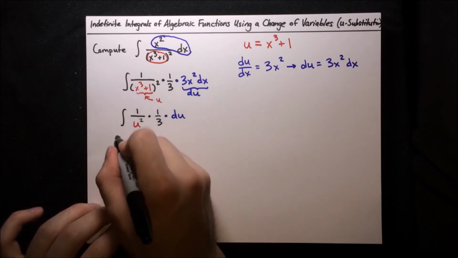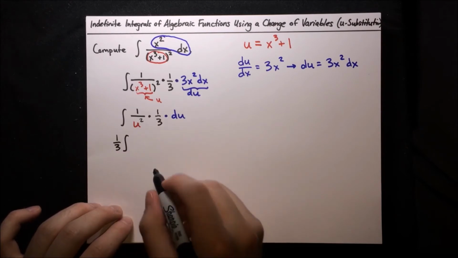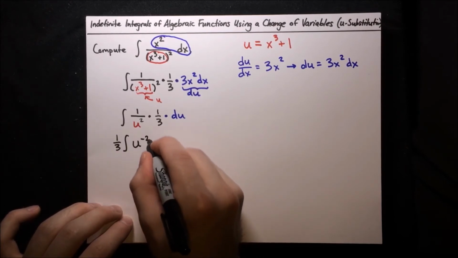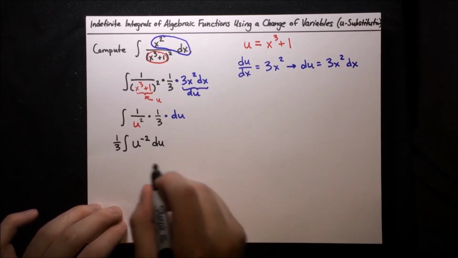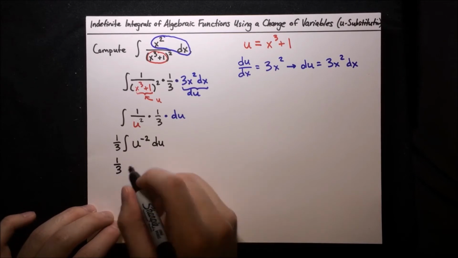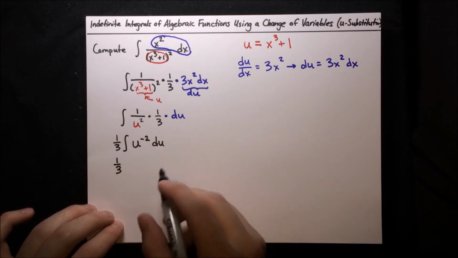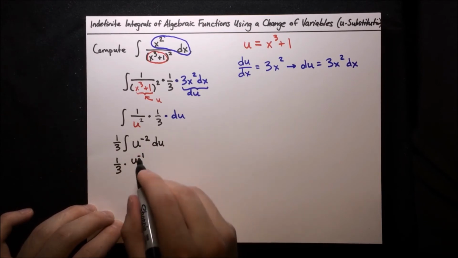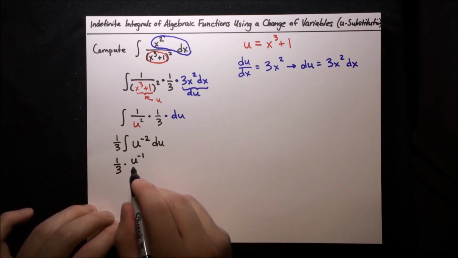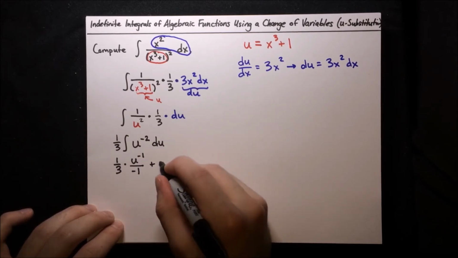We'll just pull out that 1/3. So 1/3 times the integral, and we've got 1 over u squared. Why don't we write that as u to the -2, so that way you can apply the power rule, and then a du at the end. So go ahead and integrate that: 1/3, and then applying the power rule to u to the -2, just add 1 to the exponent. So u to the -1, since -2 plus 1 is -1, and then divide by that exponent, over -1. Okay, and then plus our constant of integration.